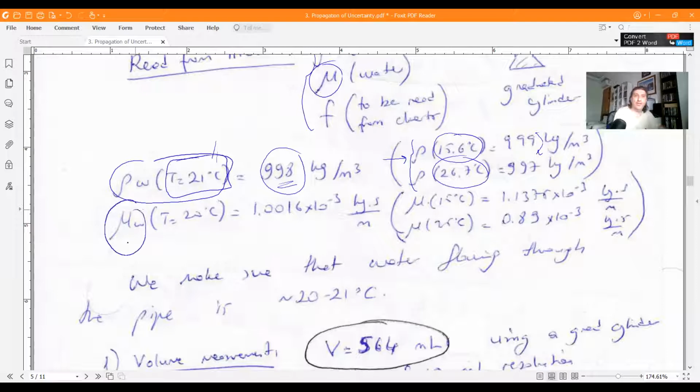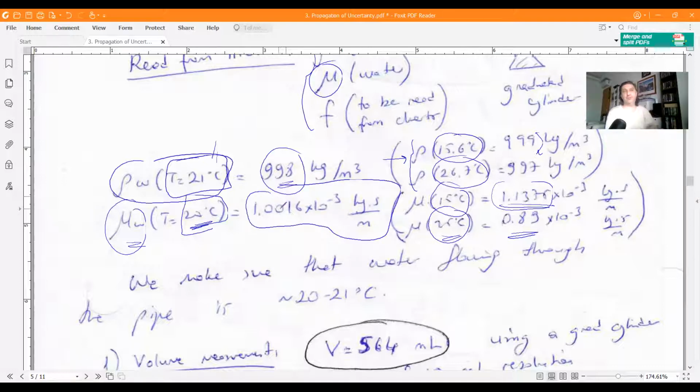While the effect on viscosity is much more severe, because between 15 Celsius and 25 Celsius, you can see that this number here, times 10 to the power of minus 3, changes from 1.13 to 0.89. So therefore, again, we should make sure that our temperature is close to 21. Therefore, you can reuse this number again without any uncertainty. If you're not certain about the temperature, you haven't recorded the temperature, then probably you should take the uncertainty of these terms also into consideration. So be careful about that.